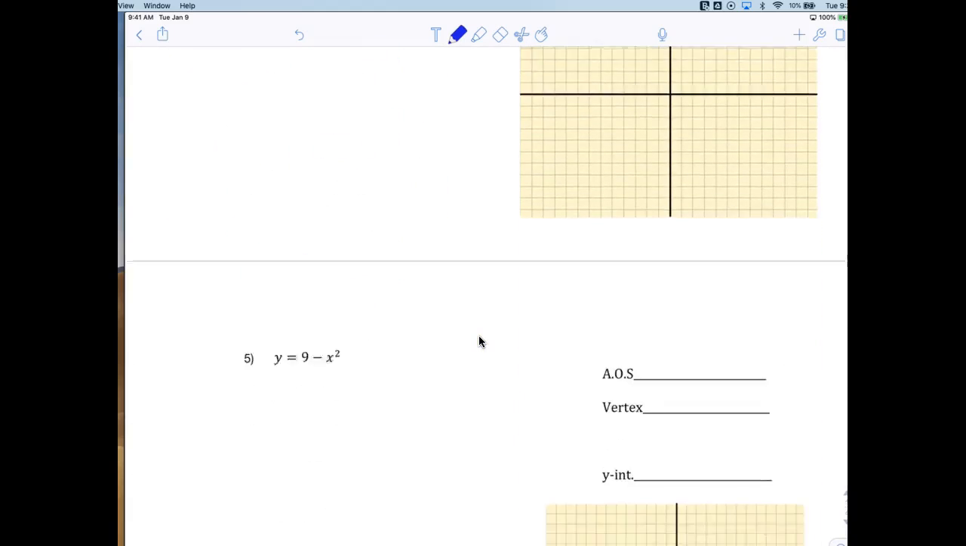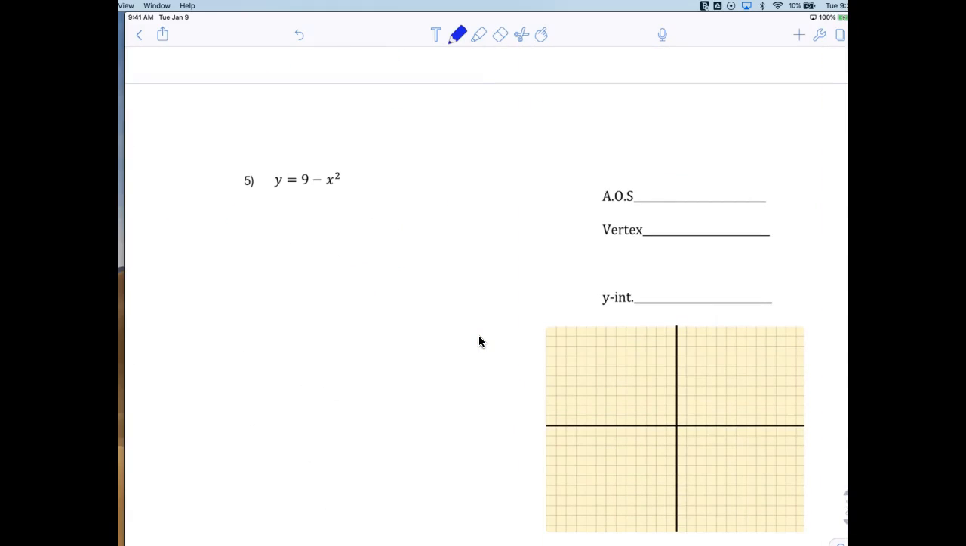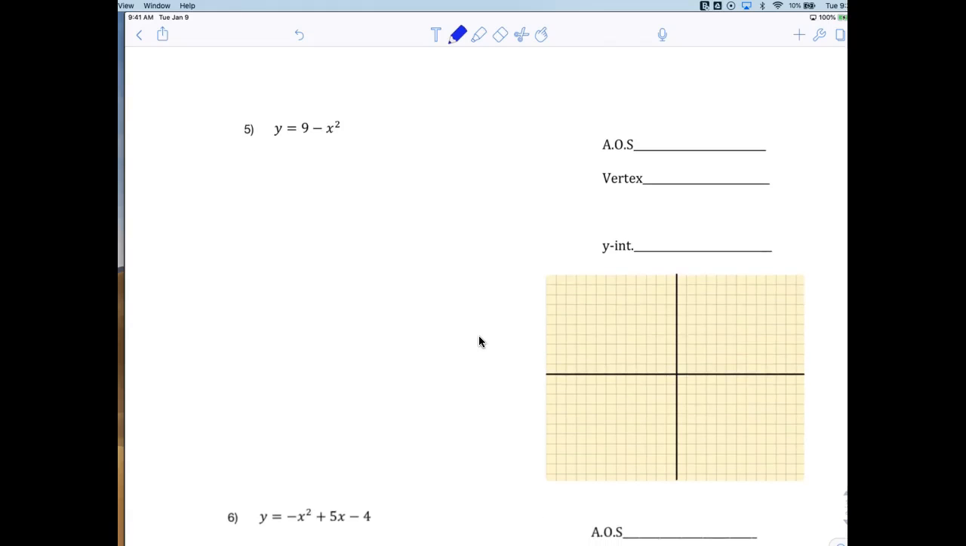All right, let's check out 5. Graphing 9 minus x squared. What does a equal? I tried to mess you up on this one. What does a equal? Somebody tell me. Negative 1. What does b equal? 0. What's c equal? 9. Right, so somebody tell me right off the bat, what's the y-intercept? 0, comma 9. Thank you.